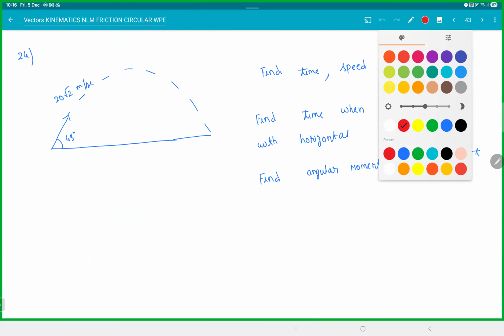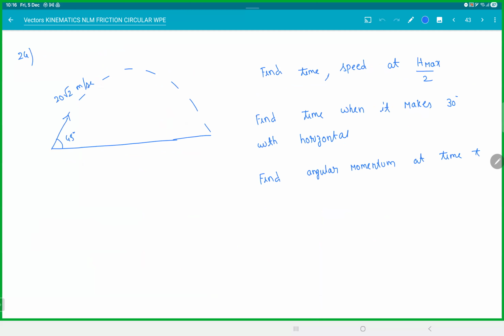Let's get this. Particle is projected at 20 root 2 meters per second, 45 degrees. Find time and speed at h max by 2. Time when the angle makes 30 degrees. Find the angular momentum at time t. Find radius of curvature. Find a centripetal, a tangential at time t.